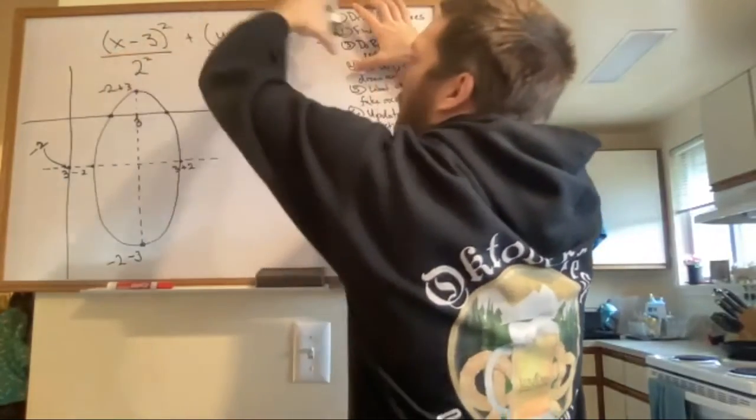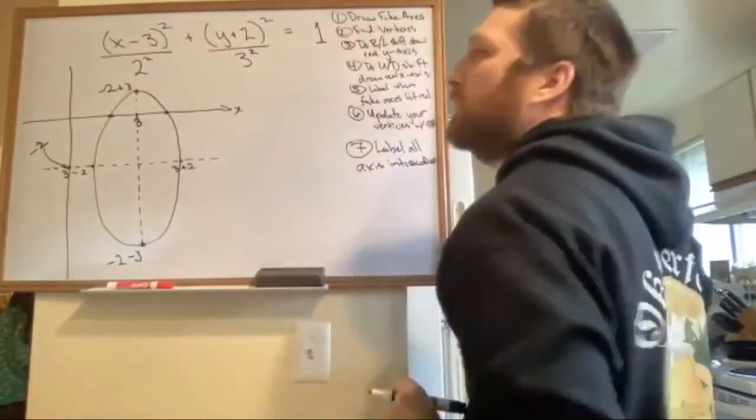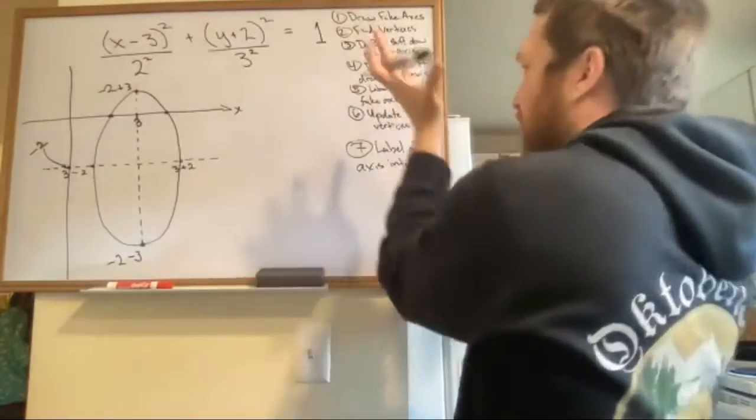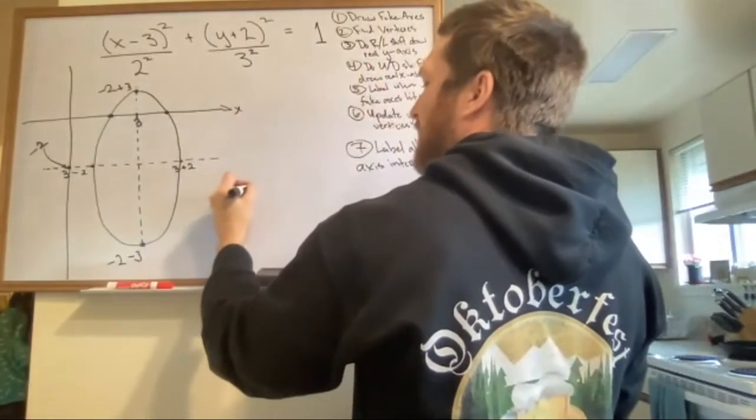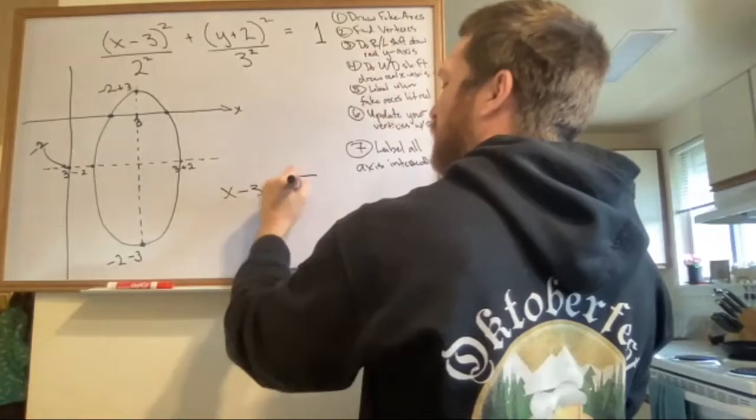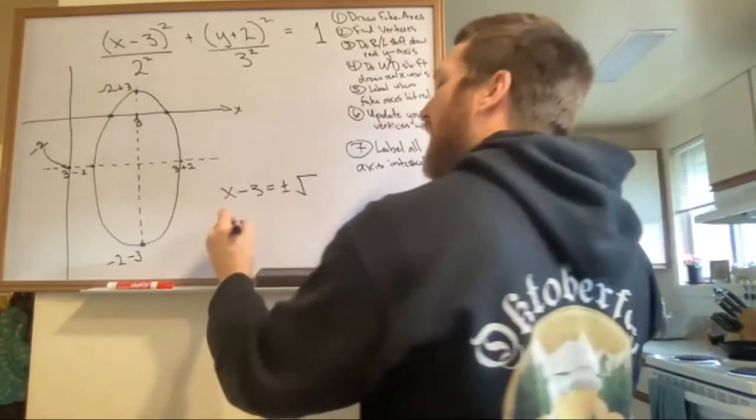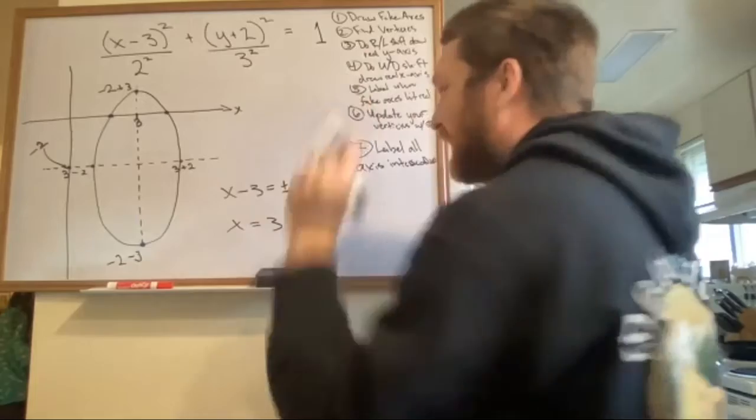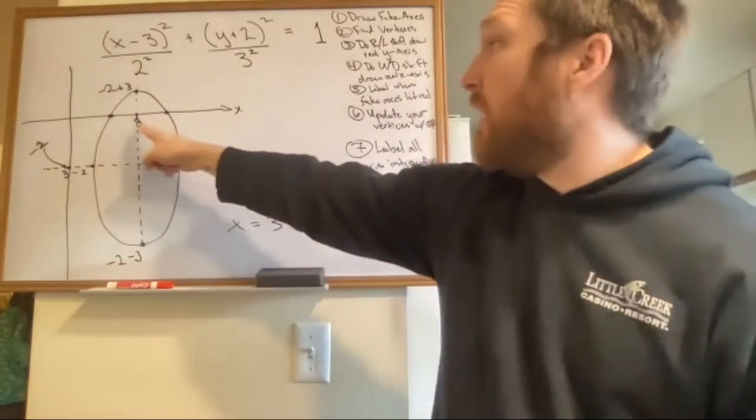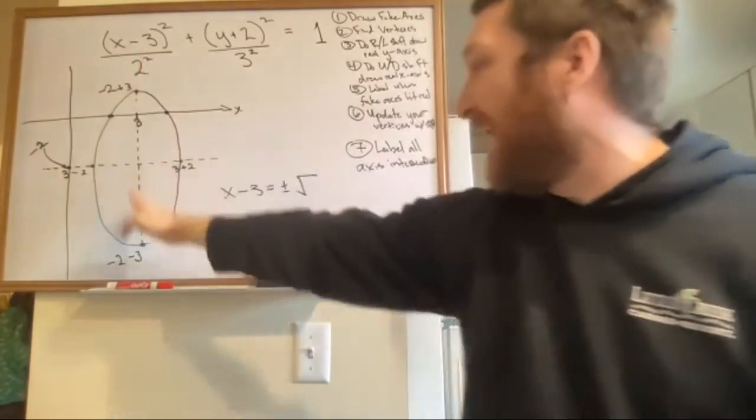I'm going to bring him up. And then I'm going to take a square root. And then I'm going to have plus or minus the square root of something. And then I'm going to have x minus 3 equals plus or minus the square root of something. And guess what? I'm going to go x equals 3 plus or minus the square root of something. And that's very much what I should be seeing here, right?